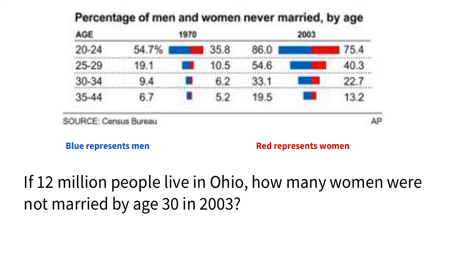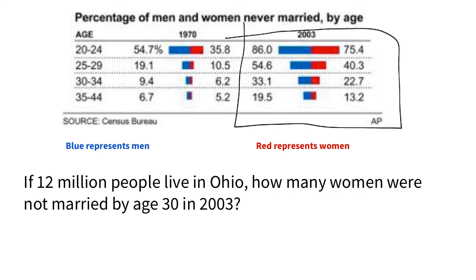Last but not least, we're going to look at this information. This information shows us the percentage of men and women who have never married by age. And we're interested in this information in 2003. So we're only interested in this information here. And it says if 12 million people live in Ohio, how many women were not married by the age of 30? So how many women were not married by the age of 30?